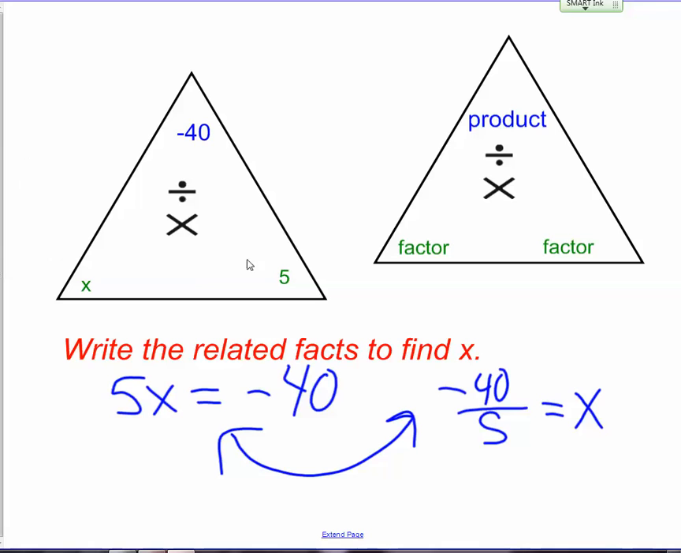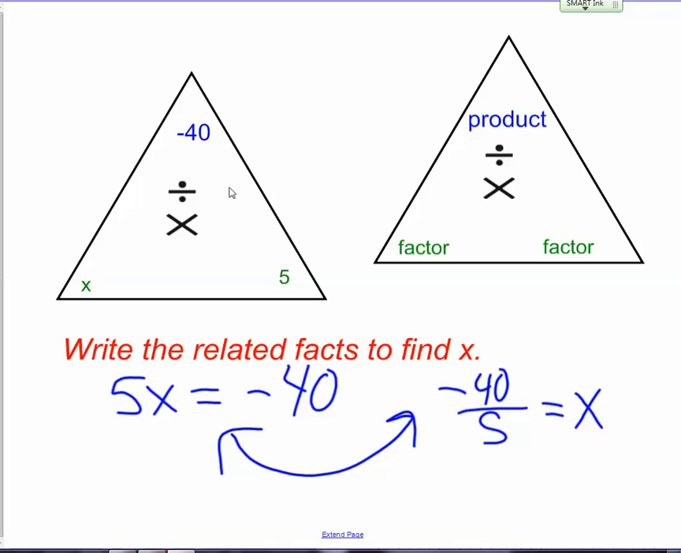Same with this one. I had you do this one on your own. So I know that this is the product, and these two factors multiplied together give me this product. So 5 times x is negative 40. And I also can use the division property of equality to solve this. I divide both sides by 5, and I get x equals negative 8. Negative 8 times 5 is negative 40.